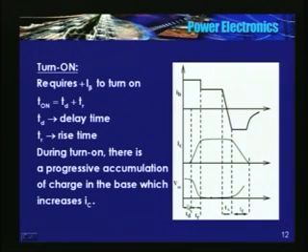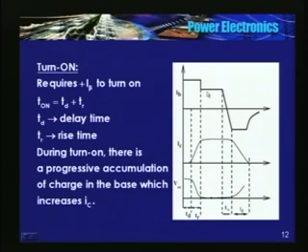So how do you reduce this T on? T on can be reduced by momentarily supplying a high current at the base. That is the reason that during the on period, a high current is flowing into the base. This value is approximately 1.5 times this value, 1.5 times.